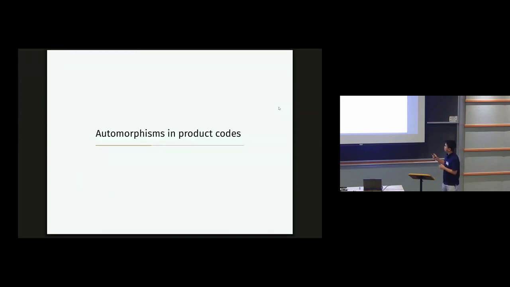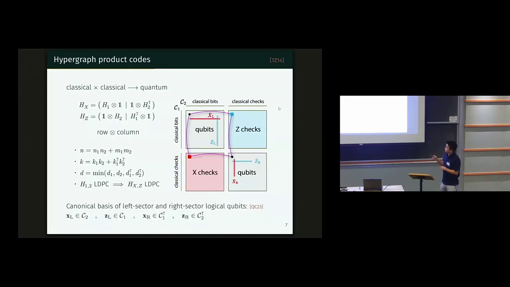Okay, so now, hopefully I've given you a nice quick introduction to code automorphisms. Now I'll explain how these fit into the product code constructions. First, let me give you a high-level overview of what's called a hypergraph product. Essentially you have two classical codes and you use them to build a quantum code.